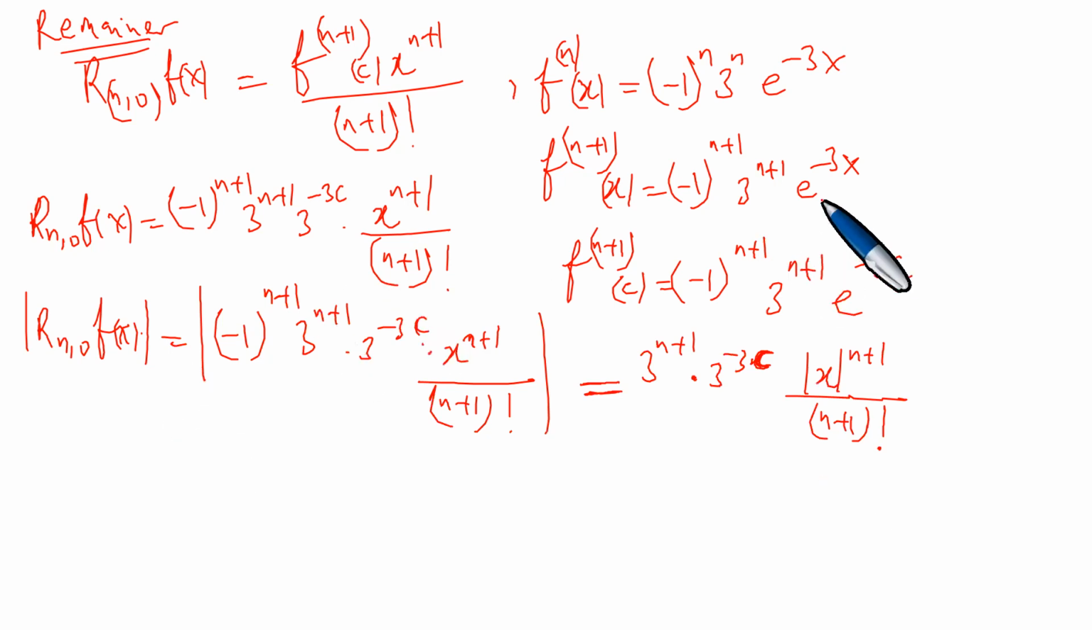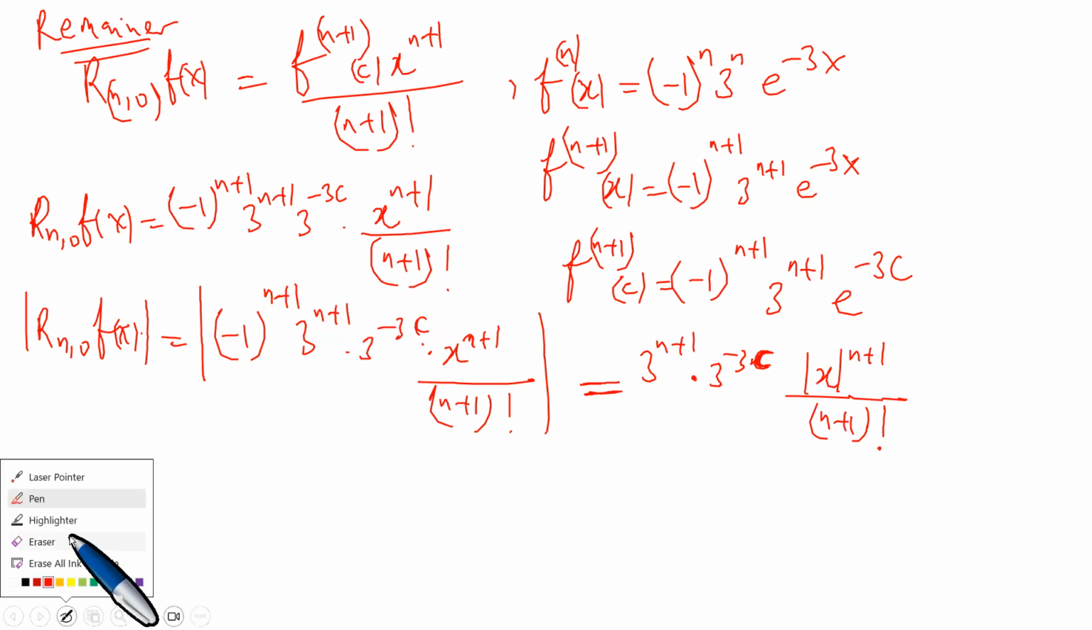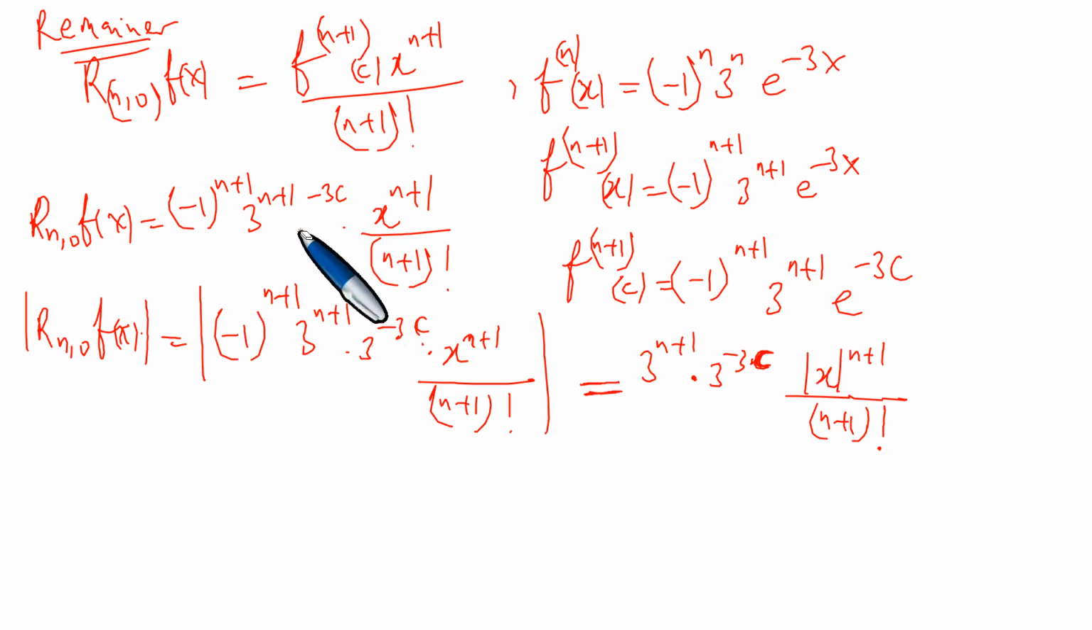Right, from which, no, there's an error. This is e. Must be e here. I put a 3 there by error, so this one must be e, because it is e in the original function and the derivative. Okay, so we have this one. So this one must just be e, this one must be e, and this one must be e.